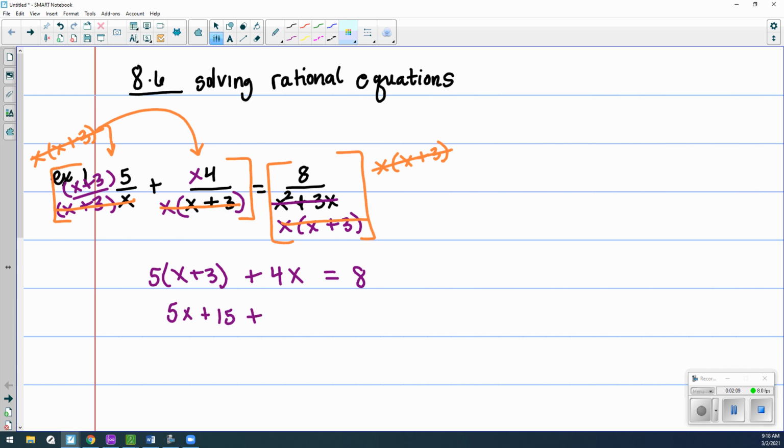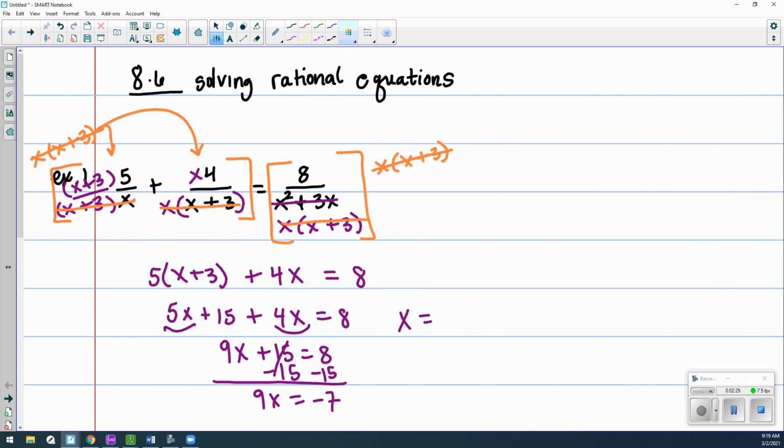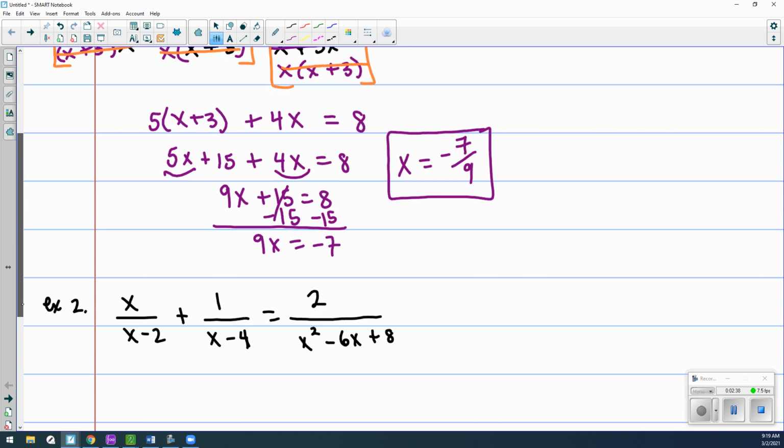5x plus 15 plus 4x is equal to 8. I have a 9x. I combine those like terms. Plus 15 is equal to 8. Subtract the 15. 9x is equal to negative 7. And then my final answer, x is equal to negative 7 divided by 9. Okie dokie? All right, let's try another one.